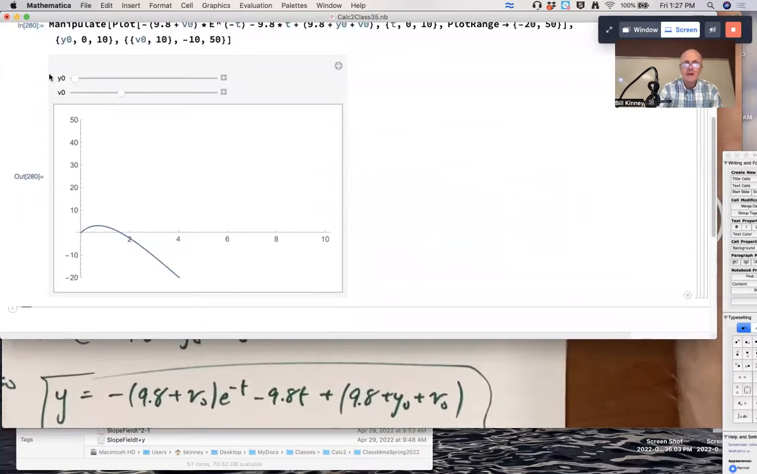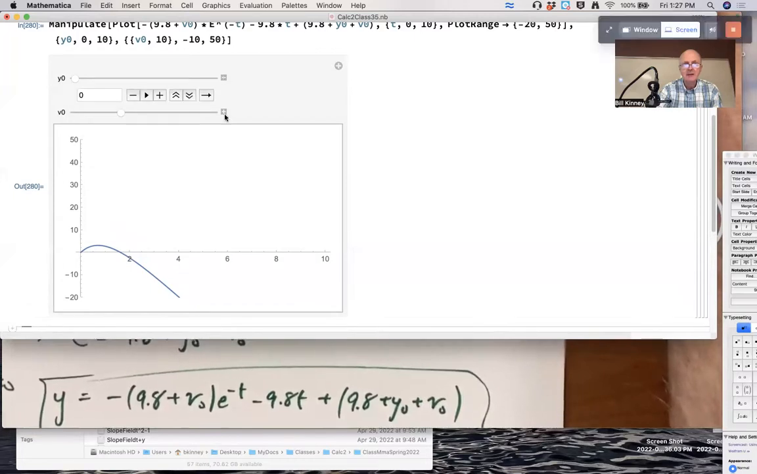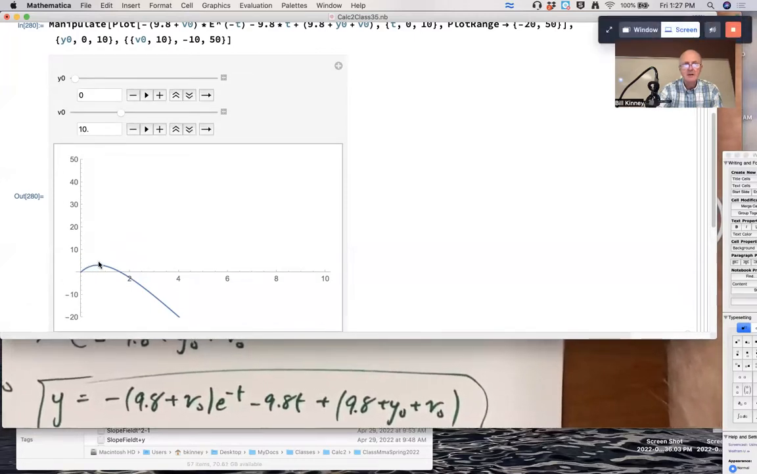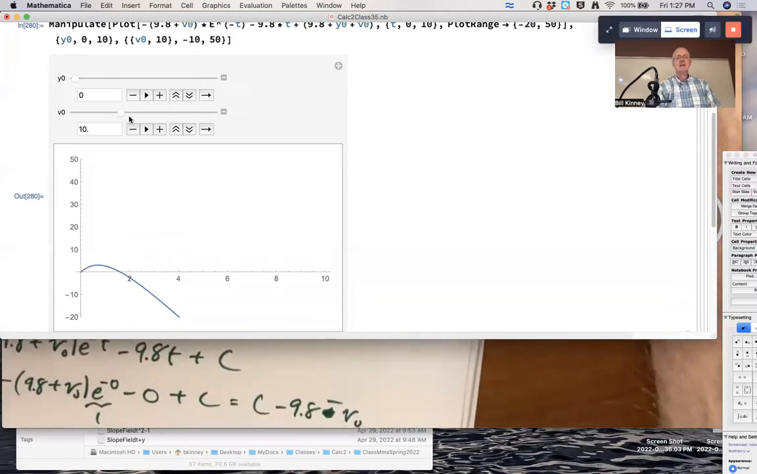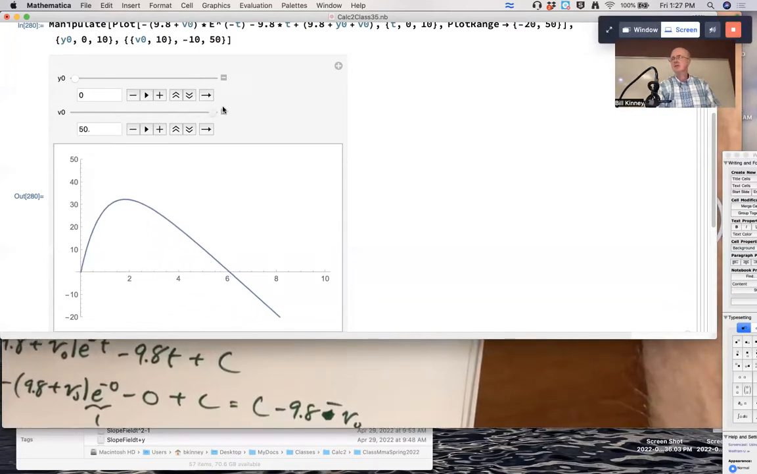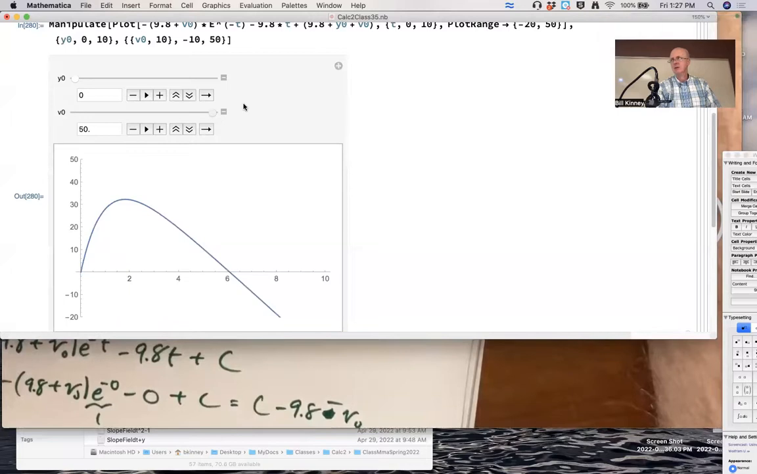T is horizontal, Y is vertical. Ignore when Y goes negative, because that would be going underground. For Y naught being 0 and V naught being positive 10, the motion is described by this graph right here. That's not meaning the motion is two-dimensional. Motion is still up, down. The horizontal axis here is time. If I increase the initial velocity, as you would expect, it stays in the air longer. Here the graph kind of looks like a parabola. Here it definitely does not look like a parabola. Actually, in both cases, they're not parabolas. You could see the graph is getting close to being straight over here.